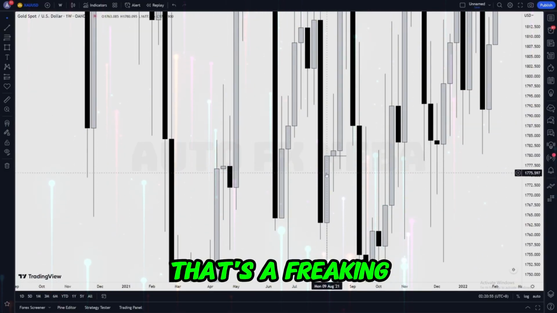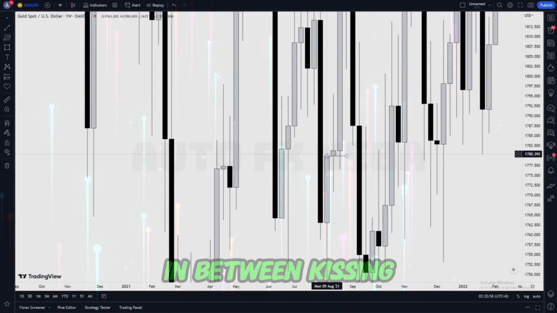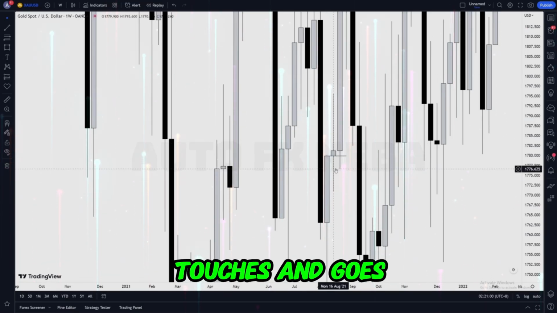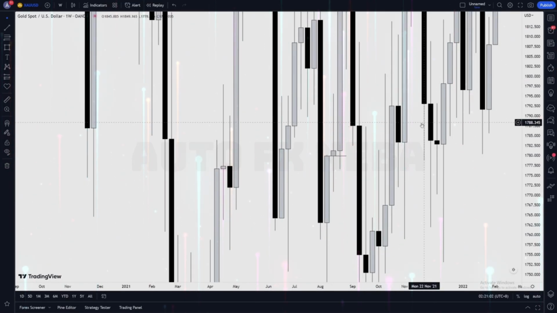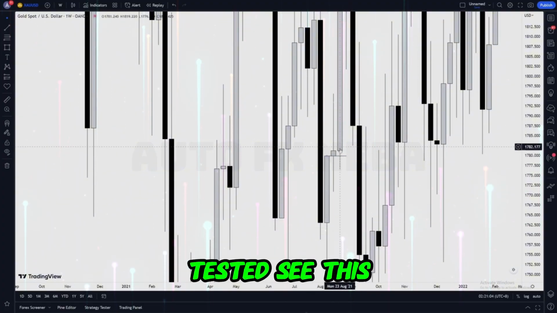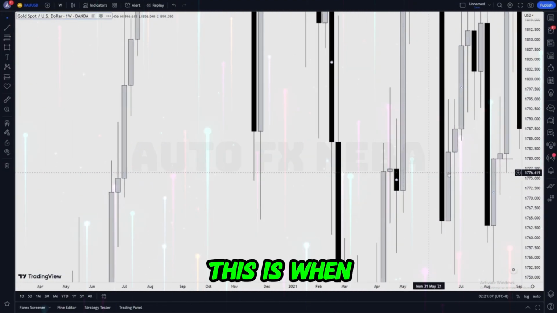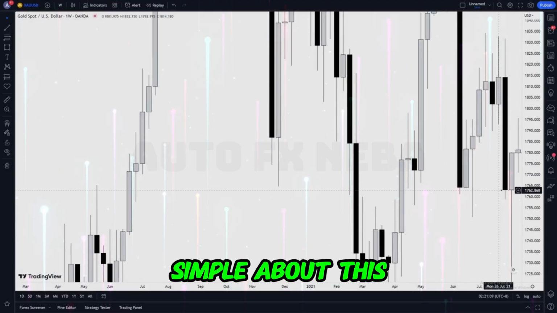That's a dad joke if I've ever heard one. Buy in between kissing candles. The next candle comes in and touches and goes. Whether it's the next candle or six candles after that, doesn't matter. This is fresh until it gets tested. See this candle come to test it? This is when it gets created, guys. Be very simple about this.